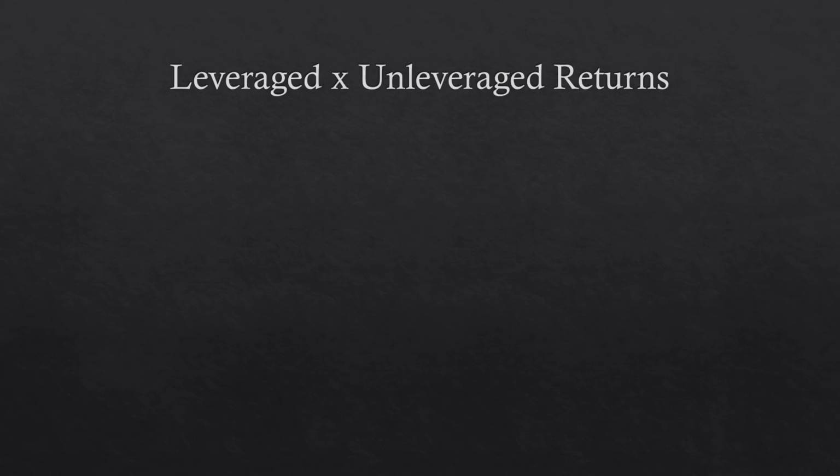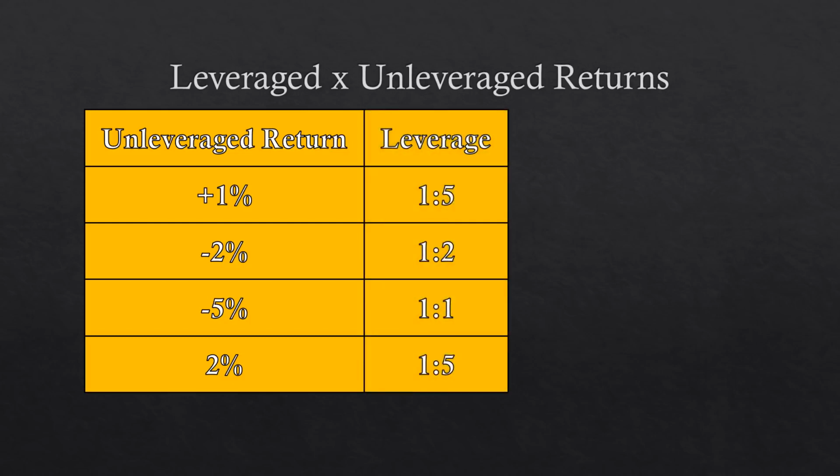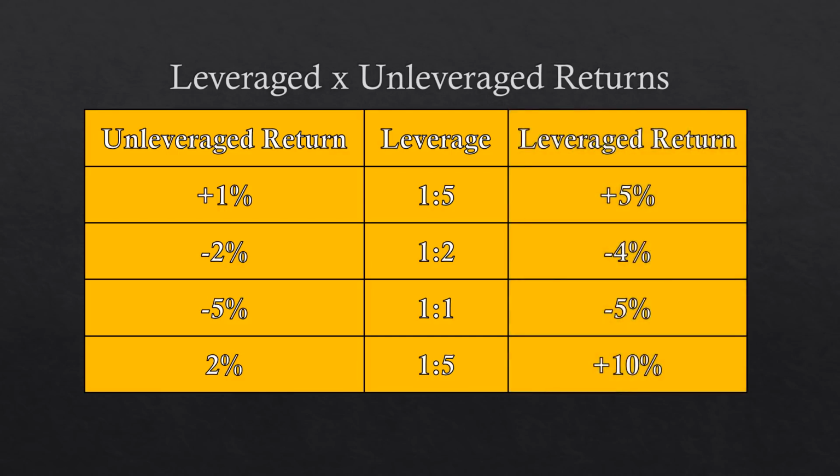Let's observe a quick example of that. On the left column, we have hypothetical unleveraged returns, meaning the percentage change in price that a trader is able to generate with his or her trades. On the middle column, we have the amount of leverage used in each trade. On the right column, we have the leverage return. Notice that the trader is varying the degree of leverage according to his or her own discretion.